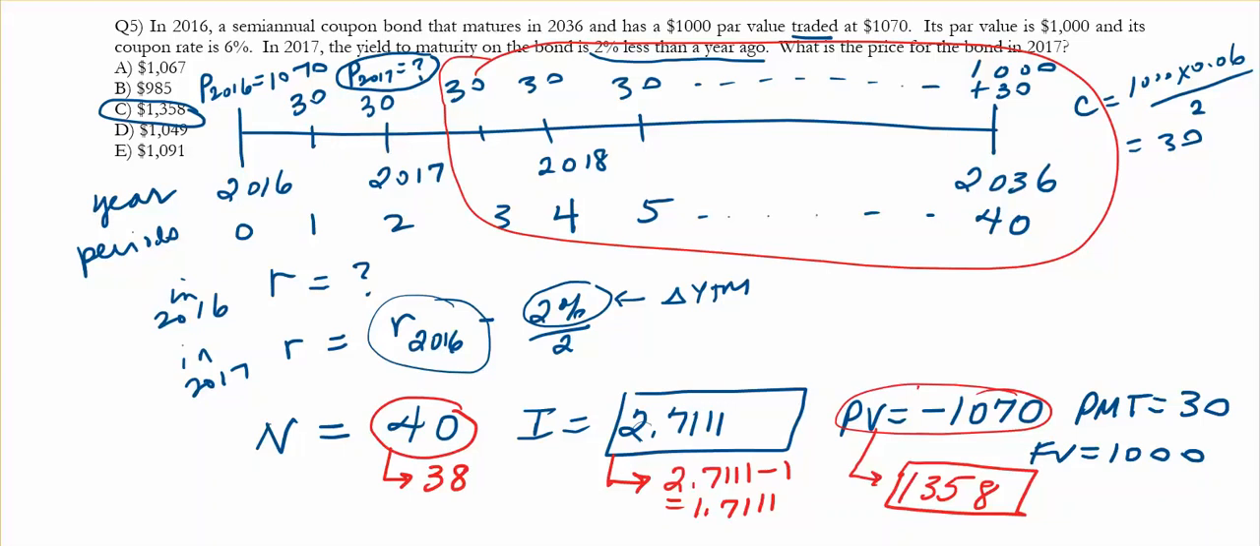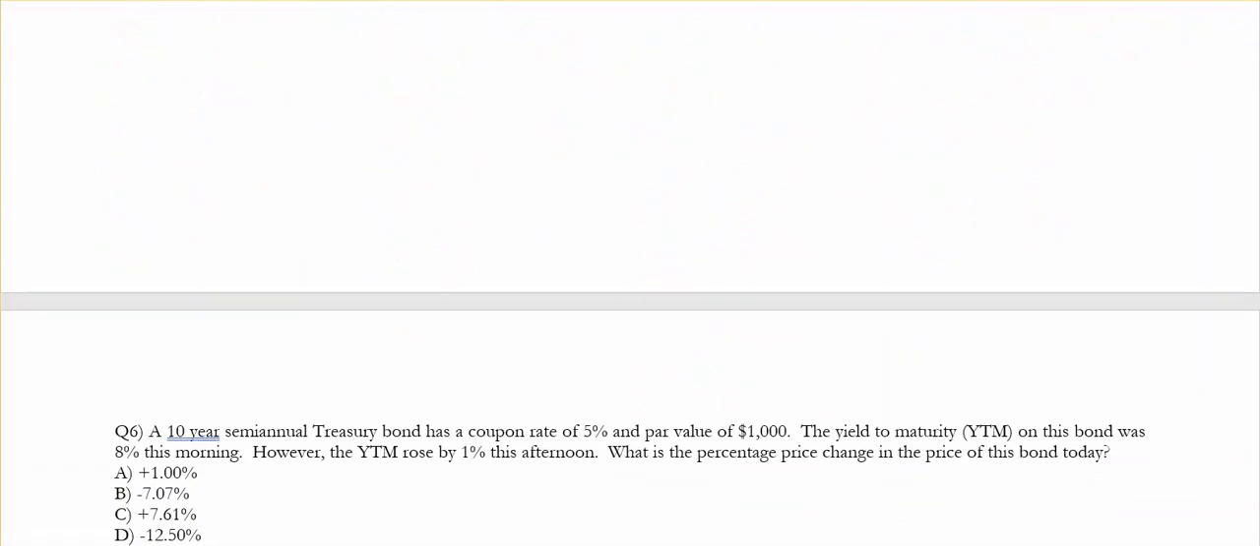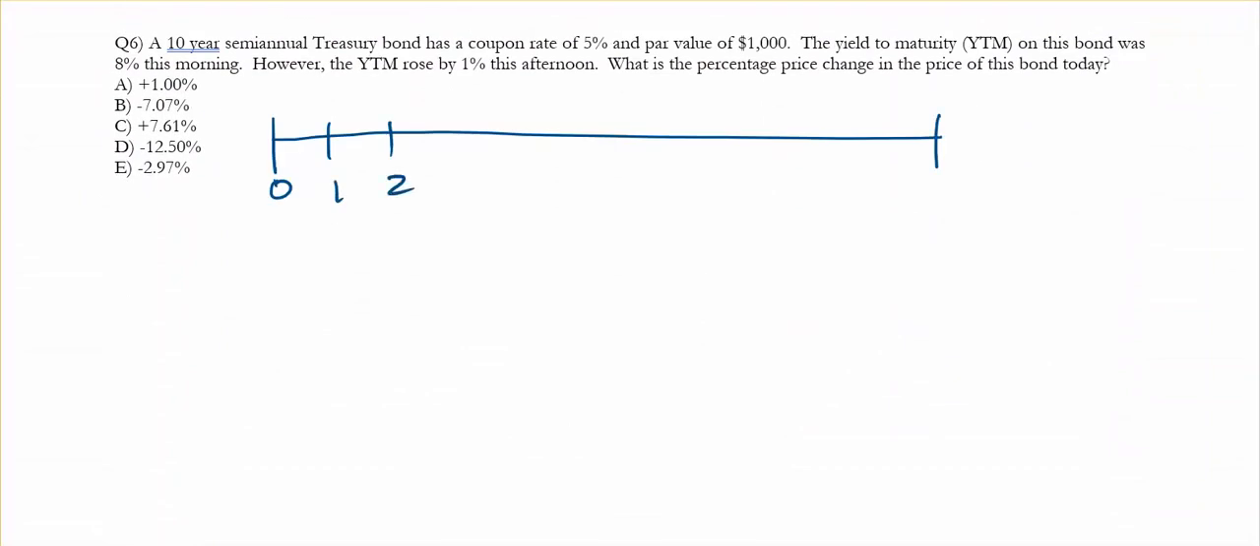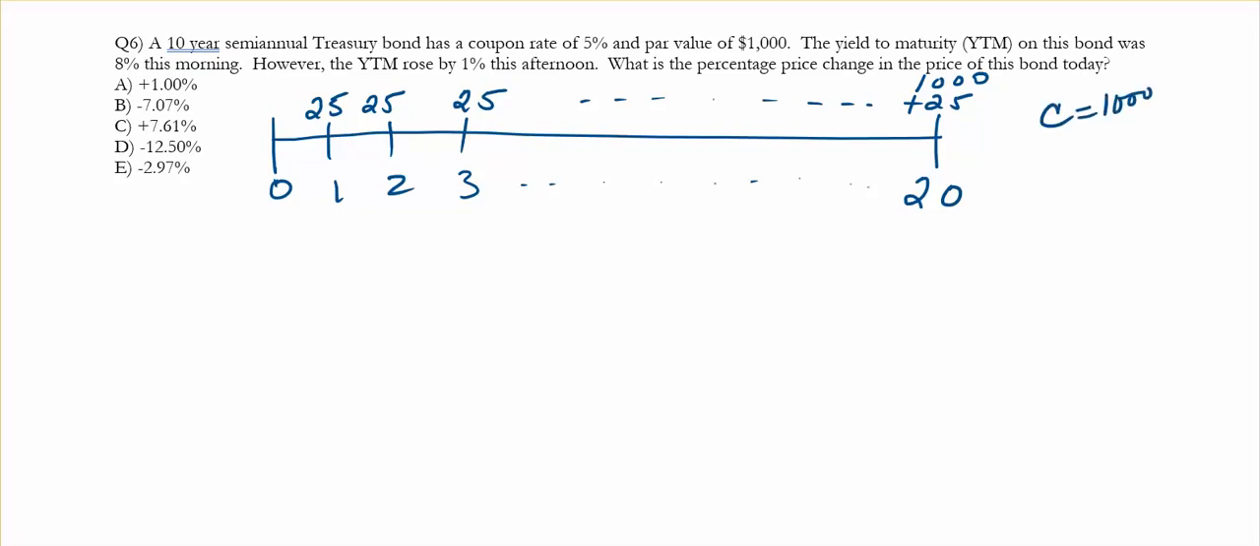This is a hard problem because we have not only the yield to maturity changing, but also the passage of time to consider. So 10 years semi-annual means there's 20 periods. It has a par value of $1,000 and a coupon rate of 5%, which means the coupons are 25. Again, the way I got the coupon is I put in the coupon rate, split it into 2 pieces to get 25.